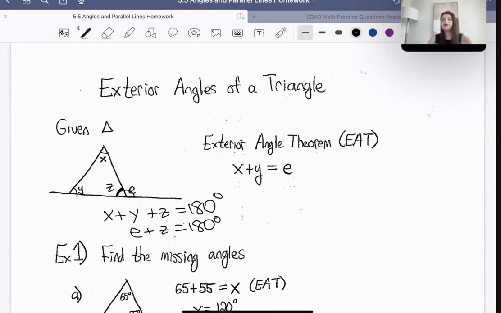We know this. And we also know that supplementary angles add up to 180, or in other words, that when we have a straight angle, a straight line like this line right here, that the angles are going to add up to 180, right? And so if we know that x plus y plus z is 180, and we know that e plus z is 180, we know that x plus y is equal to e by elimination.